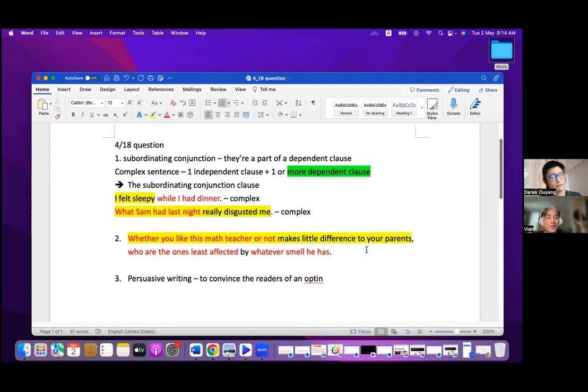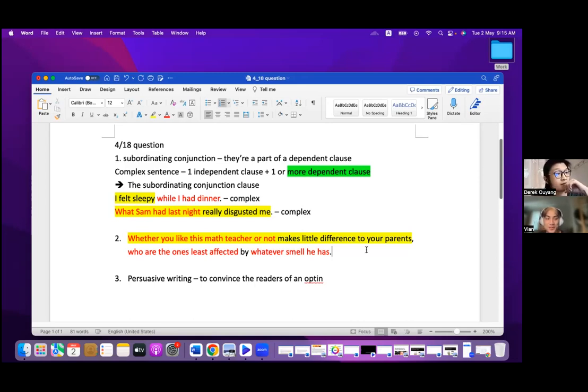My question is, I'm not sure of the meaning of the whole sentence. Oh, the whole sentence. Okay. So you may or may not like the math teacher, but that doesn't matter to your parents because they are not affected by the bad smell that the teacher has. The teacher smells bad, right? So maybe you don't like the teacher because he smells bad, but that makes no difference to your parents because your parents are not affected by whatever smell he has.